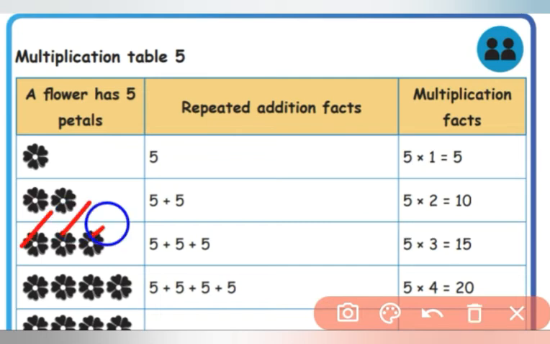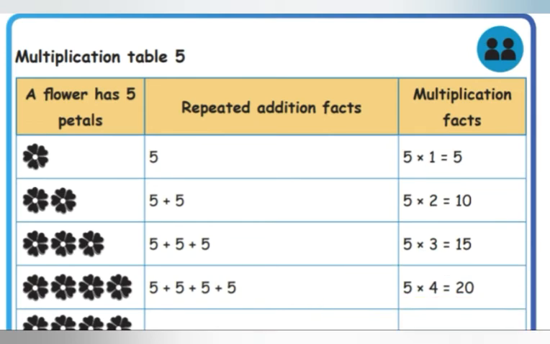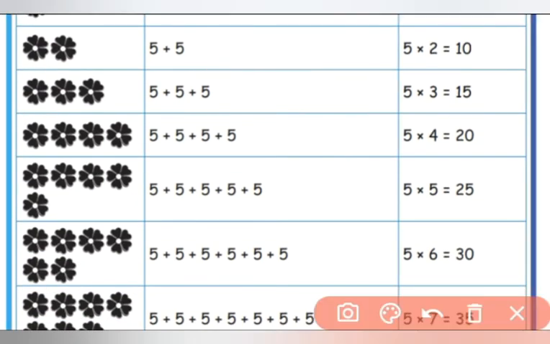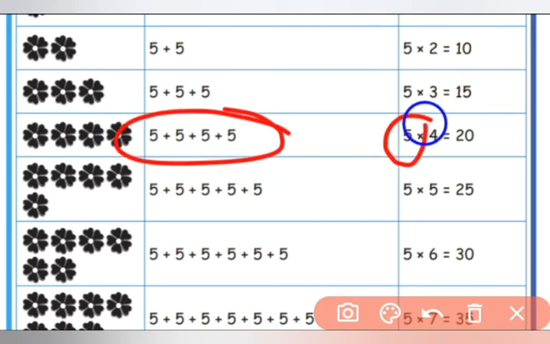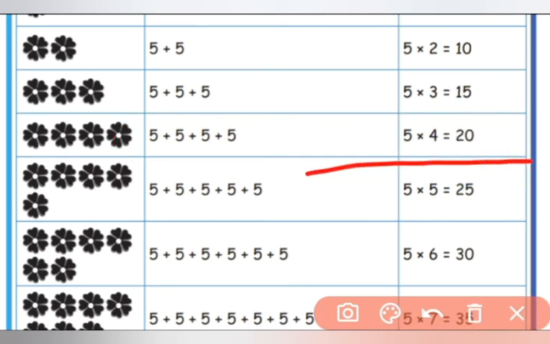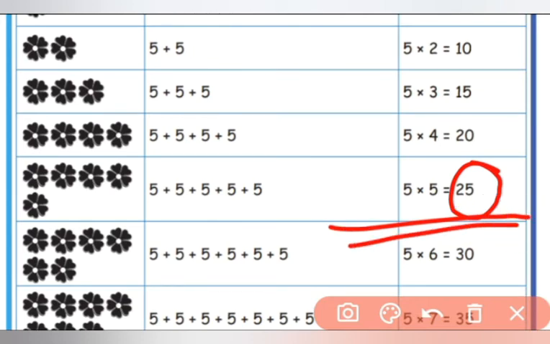Next, 5, 5, 5. 3 times 5. See, the number of petals is 5, 3 flowers, the total number of petals is 15. The multiplication fact is 5 into 3 is equal to 15. Next, look, 4 times 5. Number of petals is 5, 4 flowers, the total number of petals is 20. The multiplication fact is 5 into 4 is equal to 20. Next, 5 times 5. See, 5 petals and 5 flowers and the total number of petals is 25. The multiplication fact is 5 into 5 is equal to 25.